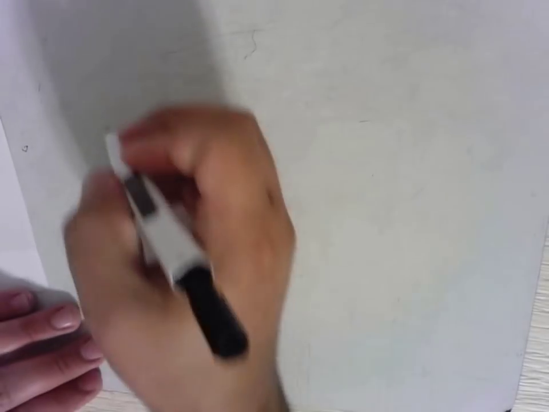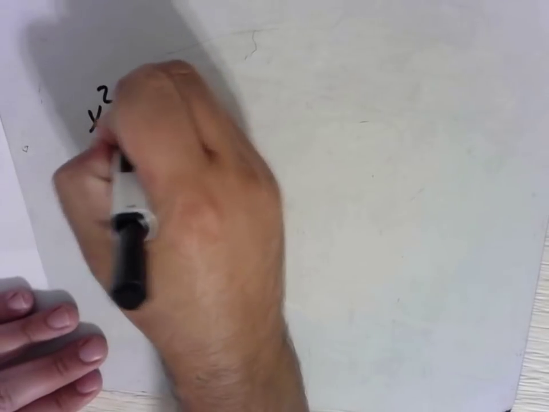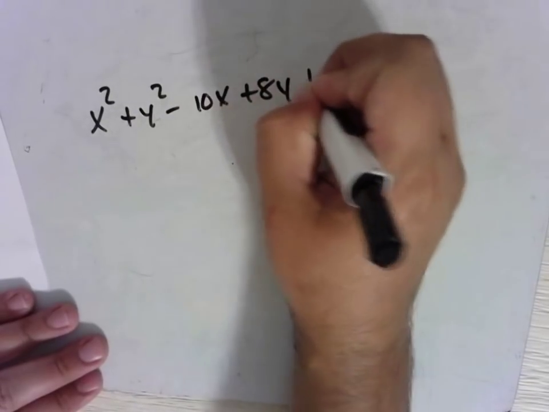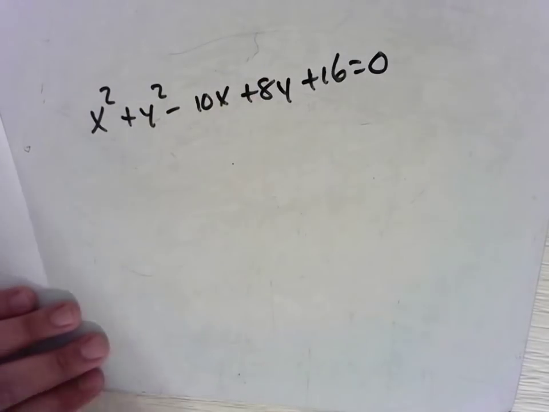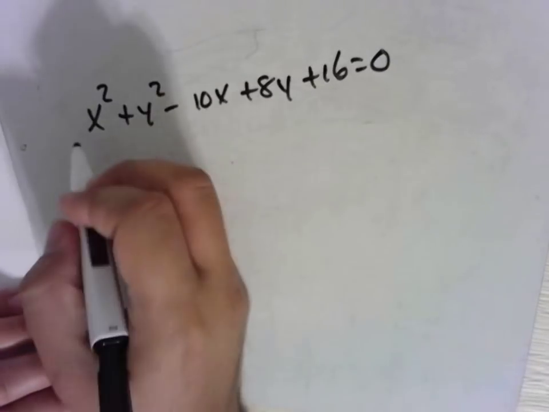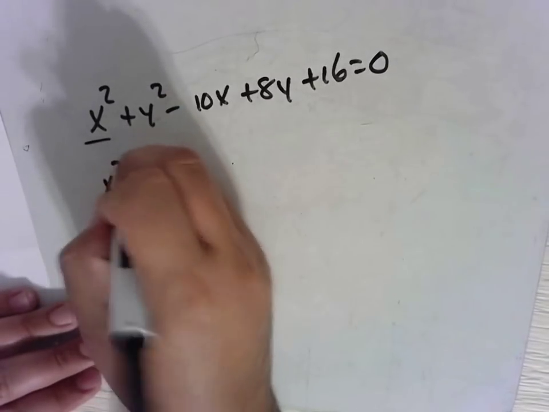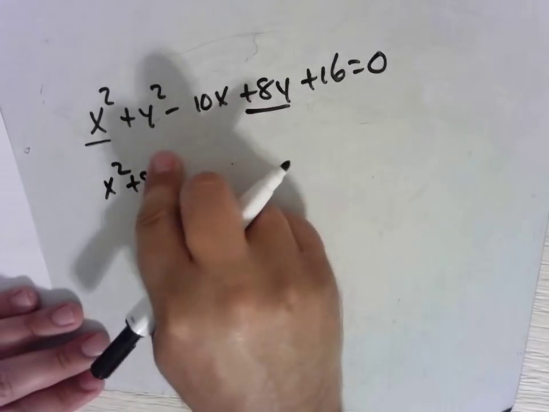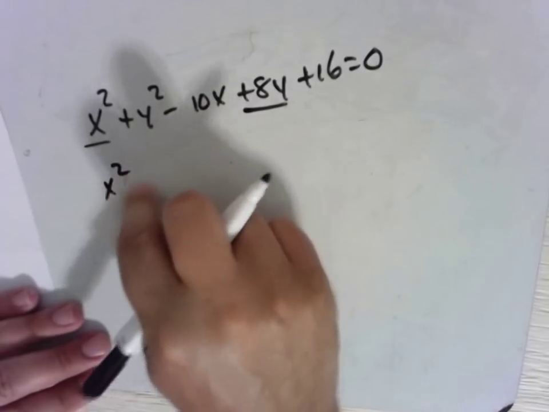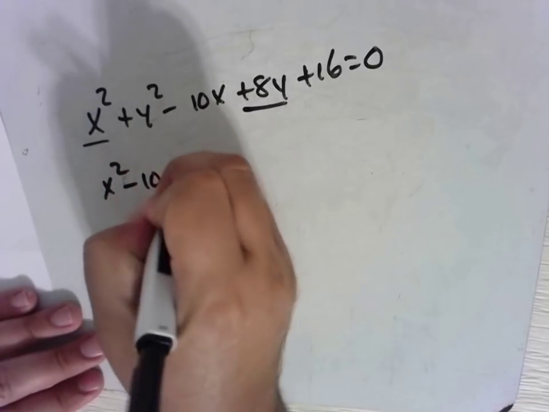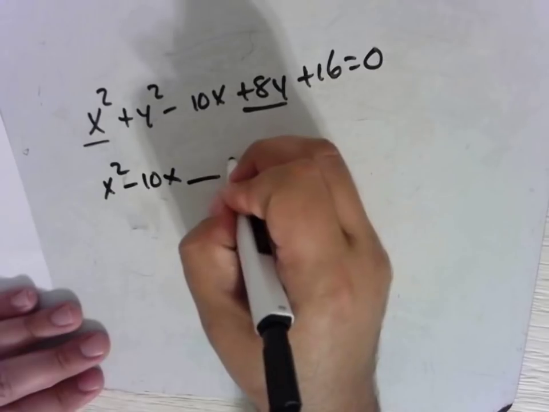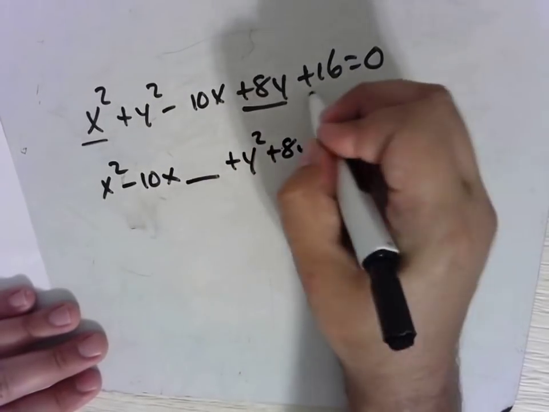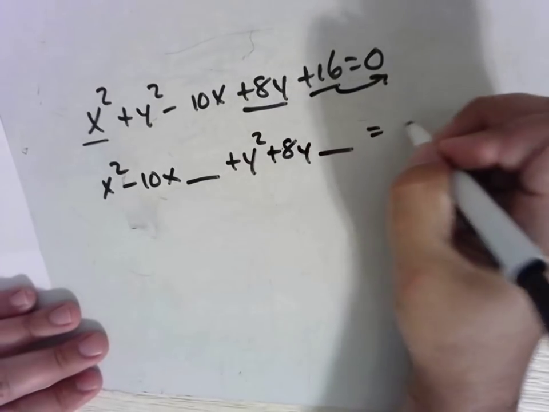7, what is the radius of the circle? Here you go, x squared plus y squared minus 10x plus 8y plus 16 equals 0. You need to put the circle in standard form. Get all your variables together: x squared minus 10x, and then you have y squared plus 8y. Move your constant to the other side, so this equals negative 16.